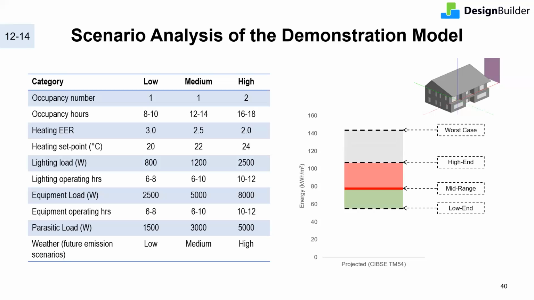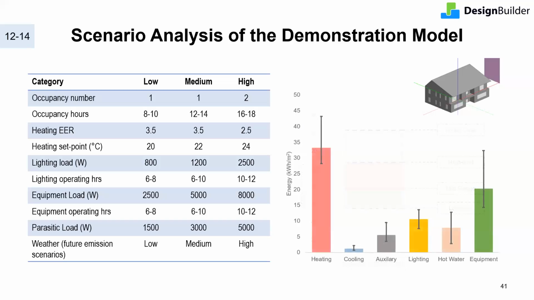And the result plotted shows the annual energy range, that is the low end, mid range, and high end scenario. And the actual performance of the building is most likely to be somewhere between these numbers, somewhere between 55 and 105 is the actual energy use of the building, not really the 78 number we came up with.